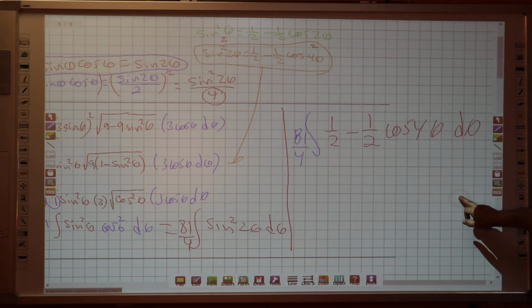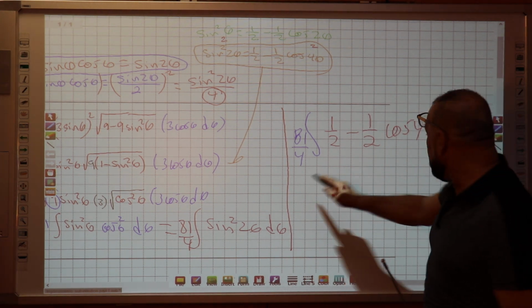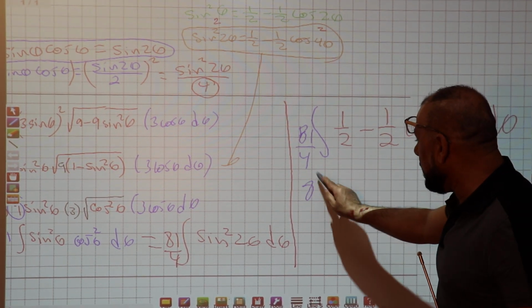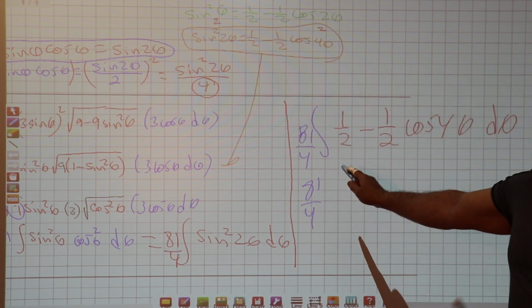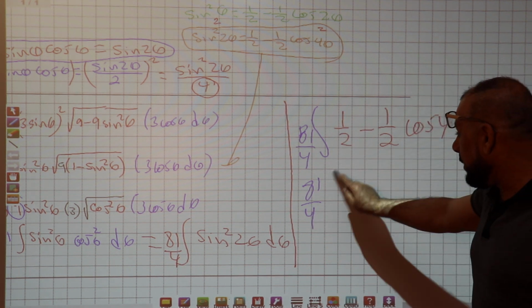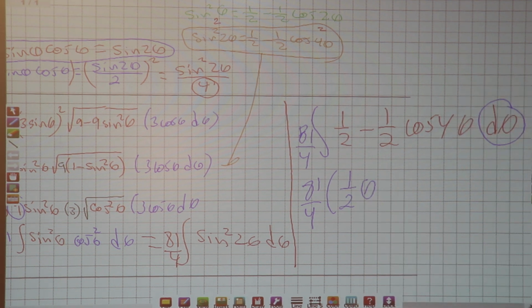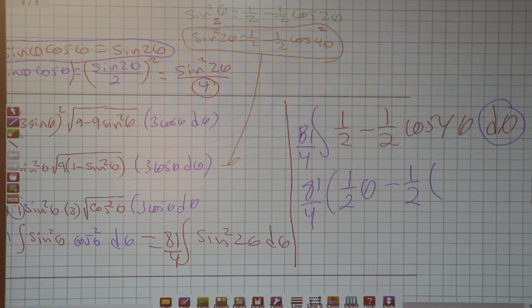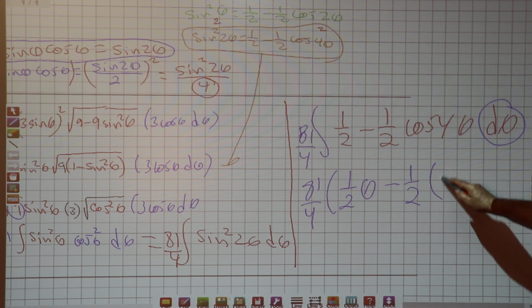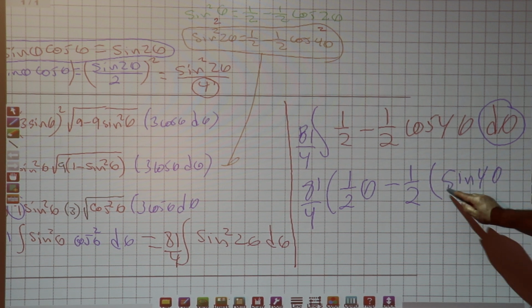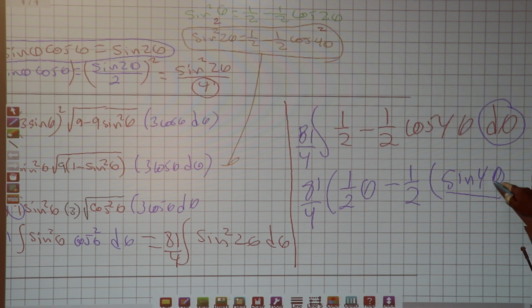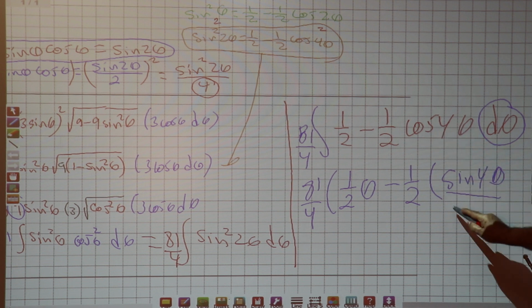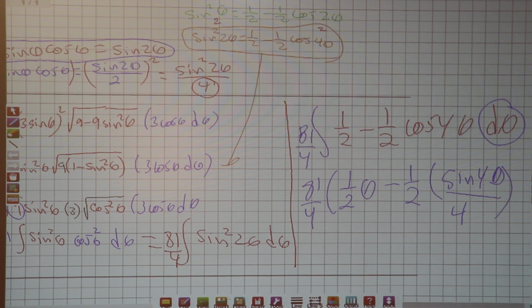I want to have all the board next to you to see everything together. You can see that? Clear? Now this one, 81 over 4, integration of half, we're doing in terms of theta. Half theta, minus the integration of cosine 4 theta, which is sine 4 theta over 4. 4, the derivative of the angle.